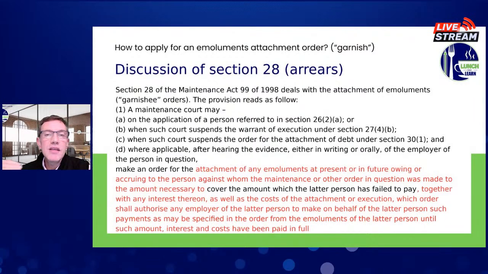So that money is something that could be accrued in future, like a normal salary, against the person against whom the maintenance order in question was made, for the total amount to cover what the person is in arrears for, or failed to pay, together with interest thereon. And then the document would be served on the employer in terms of an emolument attachment order. So the court makes provision in Section 28 specifically for the issuing and granting of an emolument attachment order.